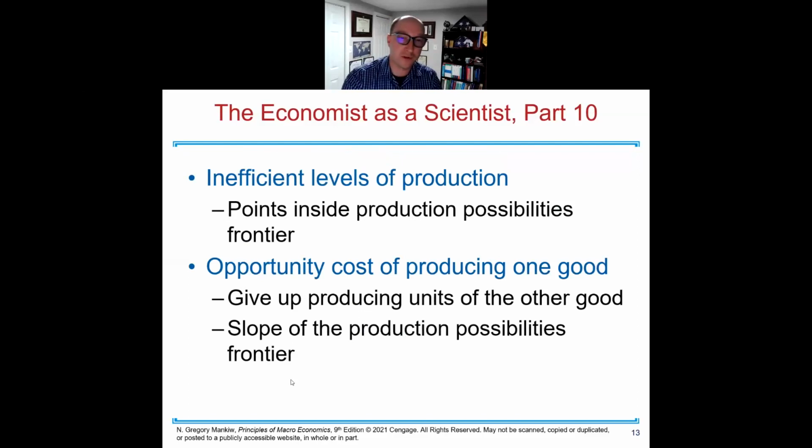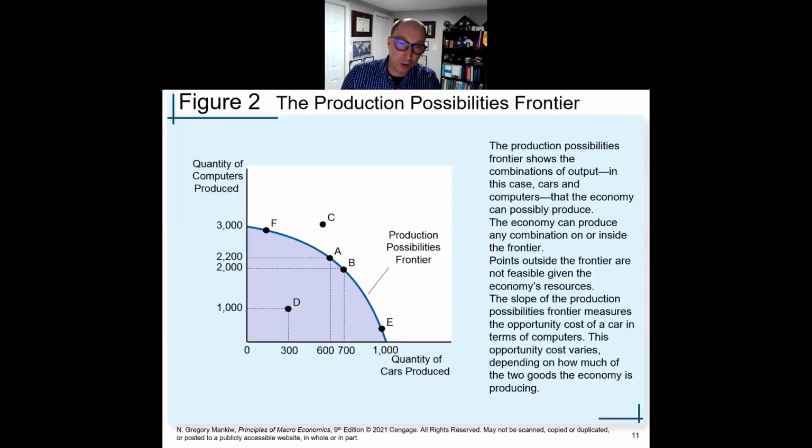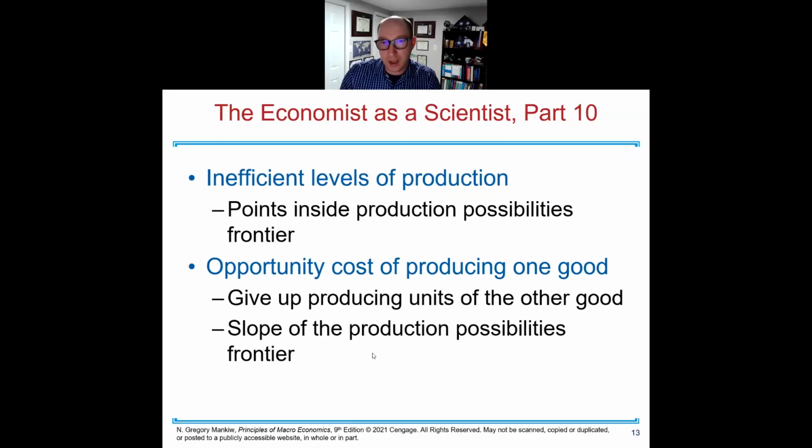There's also what we call inefficient levels of production. Those are the points inside the production possibilities frontier. So what is inefficient here would be point D. That's inefficient. They're not maximizing their capacity. And then the opportunity cost of producing one good is what we give up in the other. So in order for us to produce 100 more cars, we had to give up 200 computers. So the opportunity cost is the cost of that 200 computers.